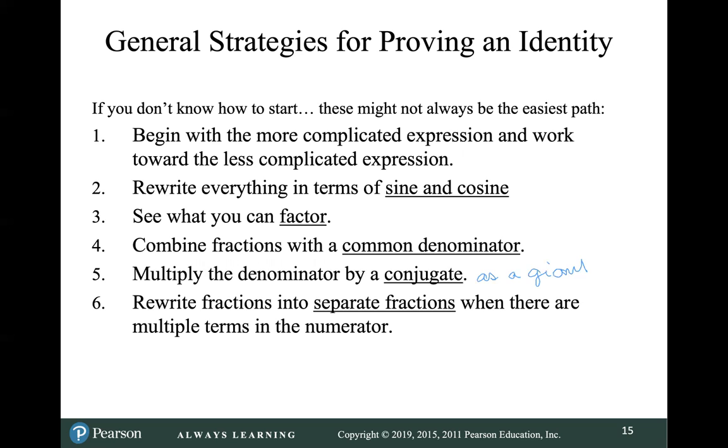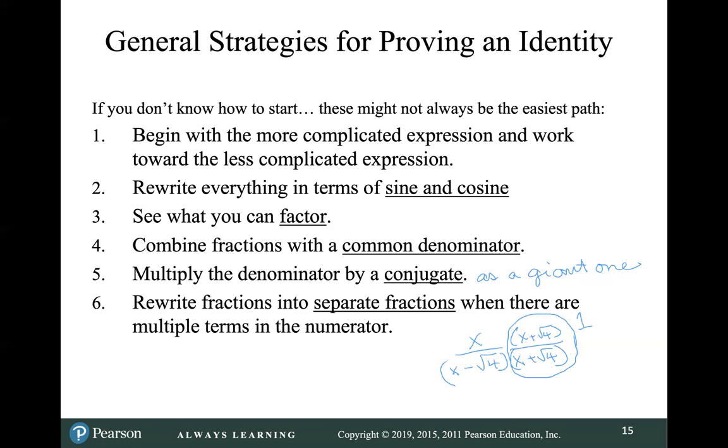And what do I mean by that? Is if I have, let's say, x over x minus the square root of 4, okay, I can't just multiply by x plus the square root of 4 because that would change the value. I have to multiply it by something over itself. And the value of that is 1. That's what a giant 1 is. So a giant 1 is when I multiply by something over itself.